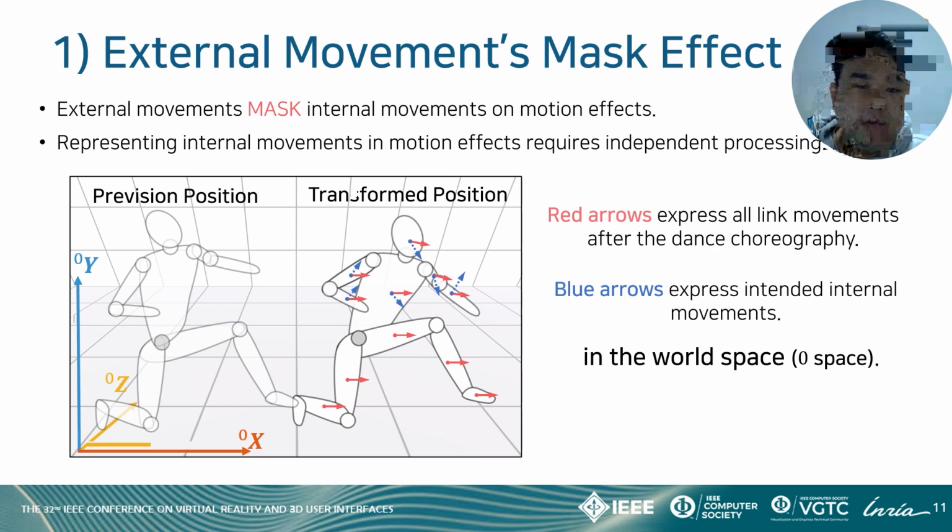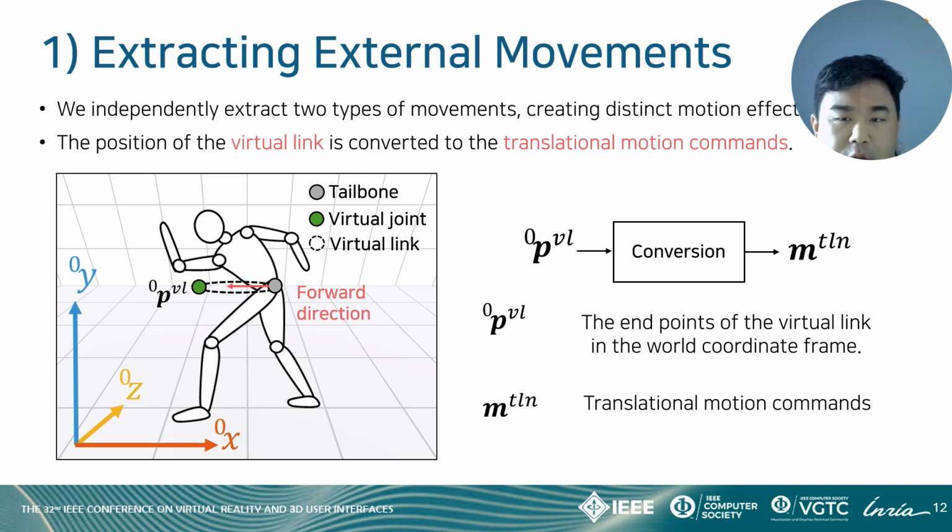To independently extract internal movement, we must first define external movement. External movement represents the entire motion of the body in world space. Since it appears uniformly across all links, it doesn't matter which link is selected. However, since all links also contain internal movement, external movement may not be properly extracted in world space. To address this, we introduced the concept of a virtual link. This link is positioned outside the body to minimize the influence of internal movement.